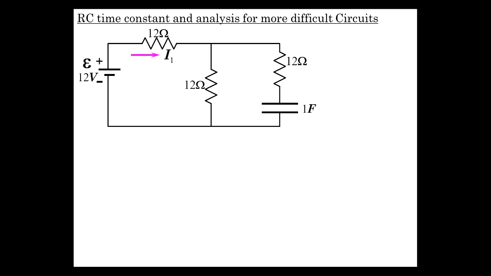Well, we have I1 through here. We can call this branch I2, and then this is going to be I1 minus I2. So we really only have two currents to worry about here.